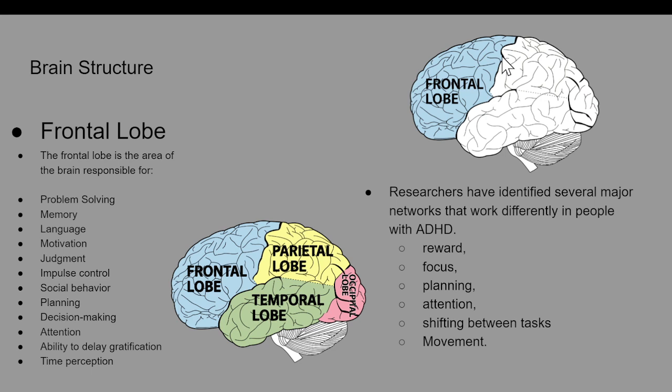The frontal lobe is where our brain handles executive functions, such as problem solving, memory, language, motivation, judgment, impulse control, social behavior, planning, decision making, attention, and ability to delay gratification. Now these down here at the bottom are a pretty big deal. Researchers have identified several major networks that work differently in people with ADHD: reward centers, focus, planning, attention, shifting between tasks, and movement.